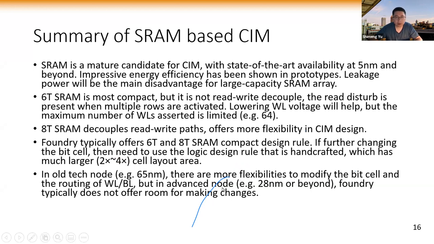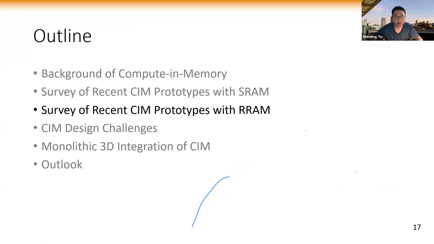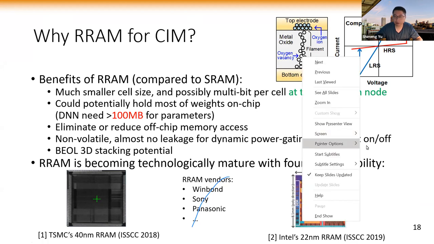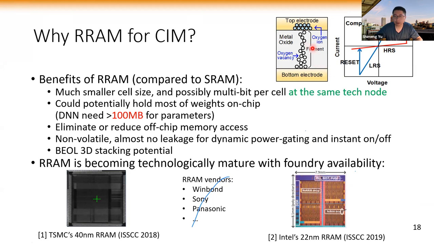So this is for the SRAM, and then I will switch gears to the RRAM. This is an emerging device technology. So what is RRAM? This is a resistive random access memory. You can think of this as a 2-terminal resistor. Actually, it's made of this kind of metal-oxide-metal stack. Here, this oxide typically is insulating. And then if we apply voltage to the top electrode, then we can change the conductance of the cell.